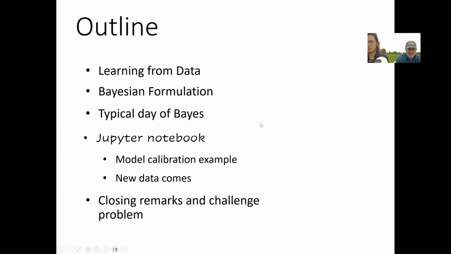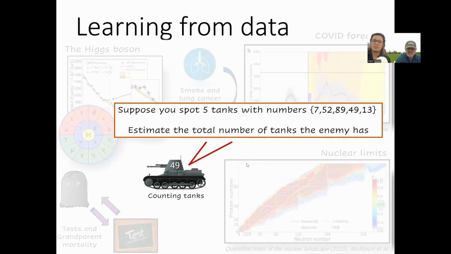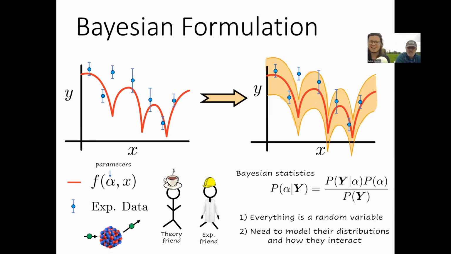This is the outline that I'm not going to read to not waste time. The main point that we want to make is that there is a lot that you can learn from data if you use statistics. Some of the examples that I would put is the Higgs boson, the relationship between smoke and lung cancer, and some applications to nuclear physics, and in this other case, COVID responses. And we put an example of the German tank problem, which is a fantastic problem if you haven't heard about it. All of these things, from a Bayesian point of view, hinge on Bayesian statistics, which makes sense because it's Bayesian.